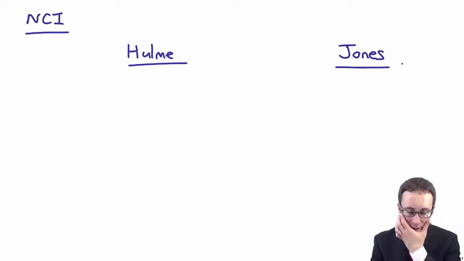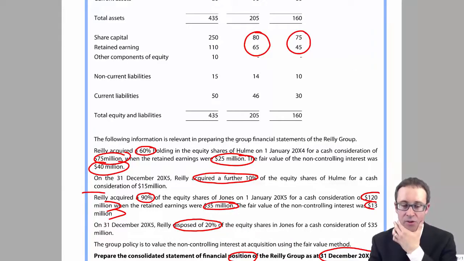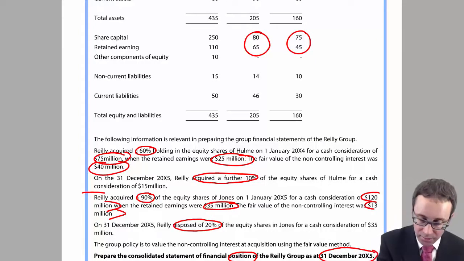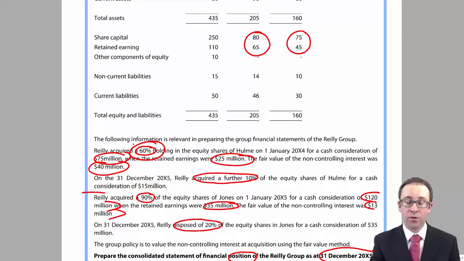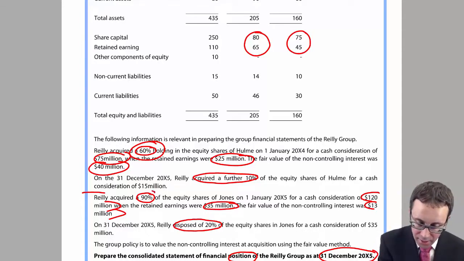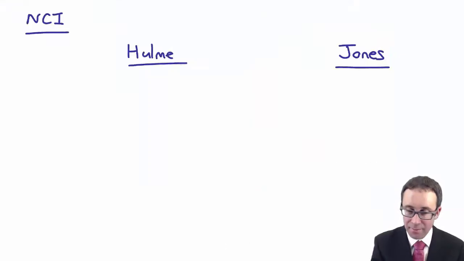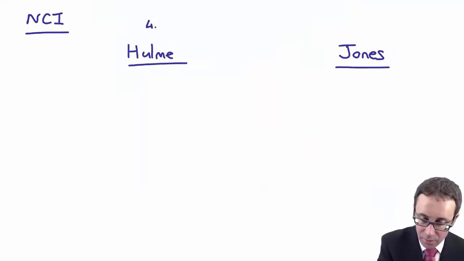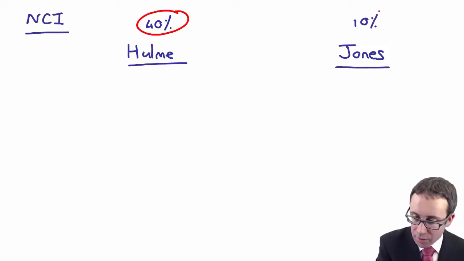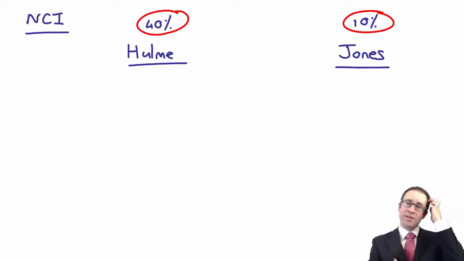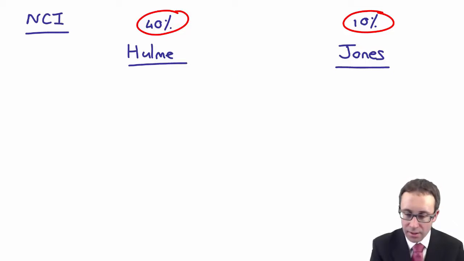When we look at these, originally the non-controlling interest in Hume was 40%, wasn't it? Because if we own 60, it's a 40% NCI. And on Jones, if we own 90, it would originally have been 10%. So 40% and 10%. Because we're going to start off with those, work out what the non-controlling interest is before there is then any change to it.